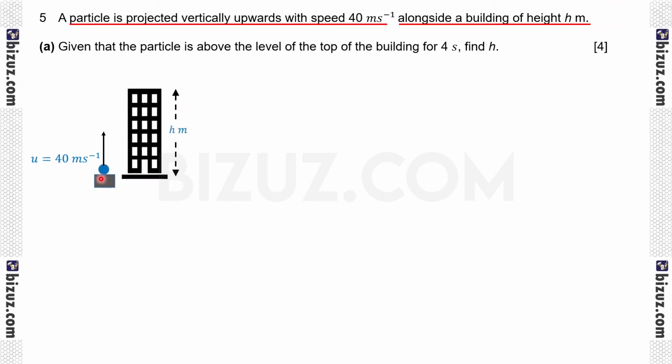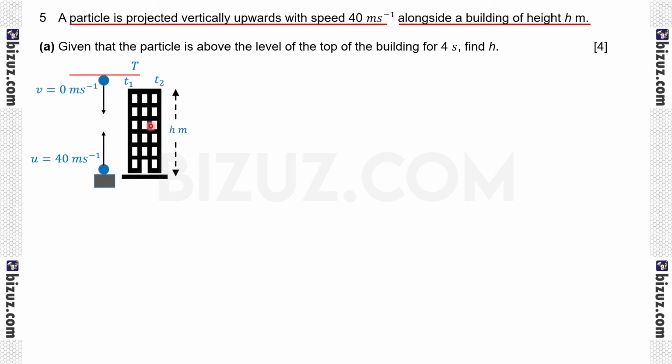Now, when this particle is projected, it first reaches the top of the building at time t1 seconds, and then it reaches the maximum height. At maximum height, its final velocity should be equals to 0. So it reaches the maximum height at time capital T. And then it starts to fall down. Then it reaches again a height of h meters above the ground at time t2 seconds.